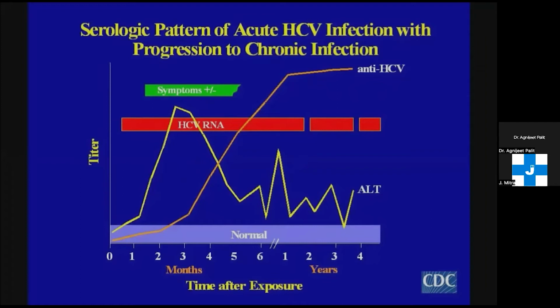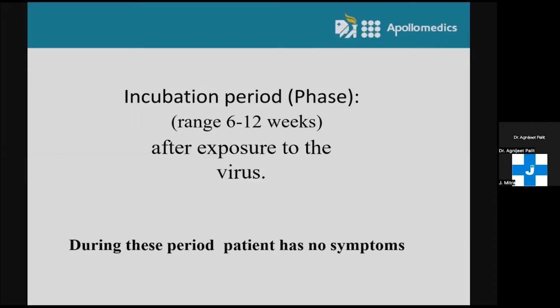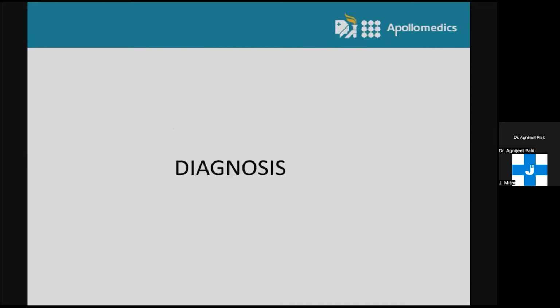In symptomatic patients, the symptoms are like other viral hepatitis: fatigue, fever, nausea, vomiting, abdominal pain, clay colored stool, loss of appetite, dark urine, and other constitutional symptoms. The incubation period is 6 to 12 weeks after exposure to the virus, and during this period the patient has no symptoms. Now, chronic hepatitis C. Chronic hepatitis C is a chronic infection which develops after 6 months from the acute phase of infection, as I have discussed. It is the main form of HCV infection, and it is chronic in 70 to 85% of infected individuals. It usually progresses slowly and is characterized by non-specific clinical symptoms.